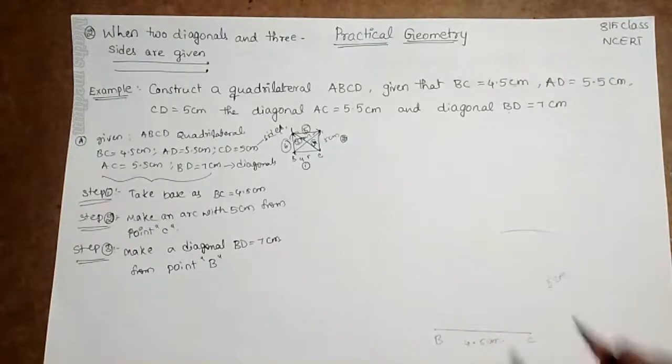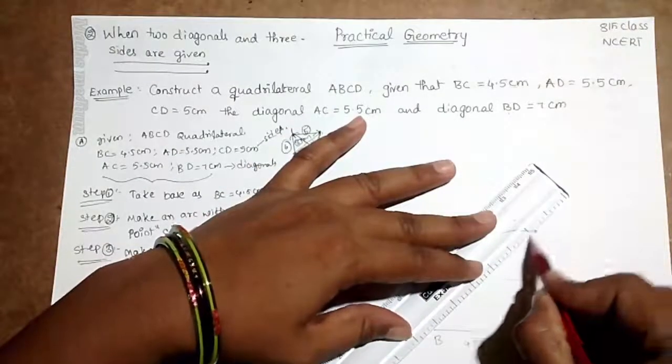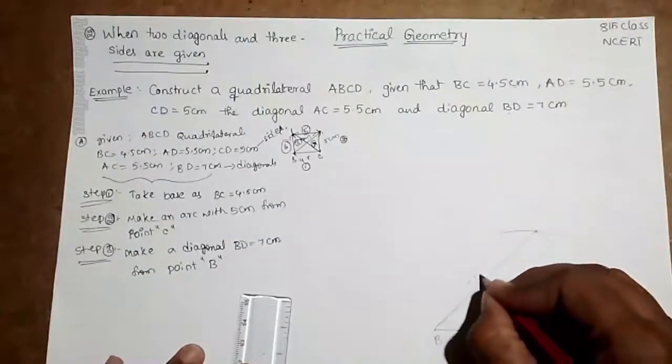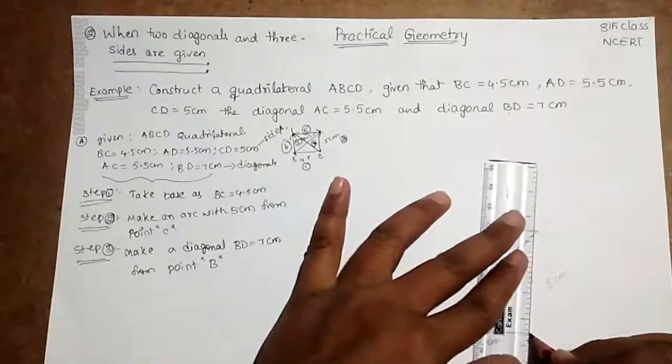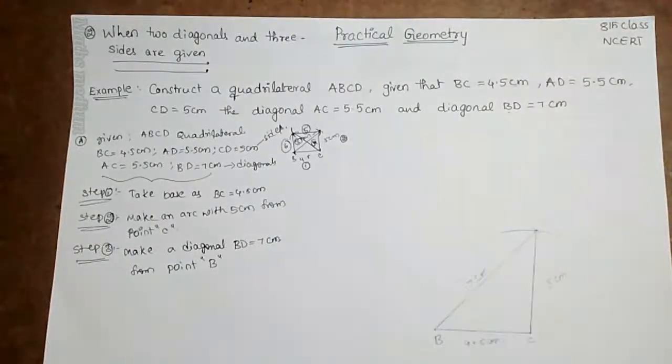So this is the meeting point of two arcs. Join these 2 points. So this is 7 centimeters. This is point D, and CD is 5 centimeters. So we constructed it like this. We get a BCD triangle.